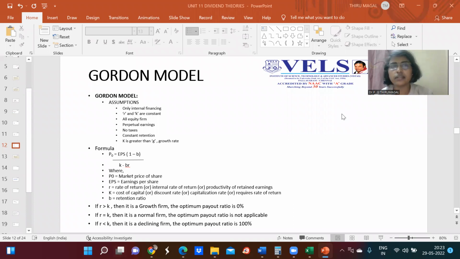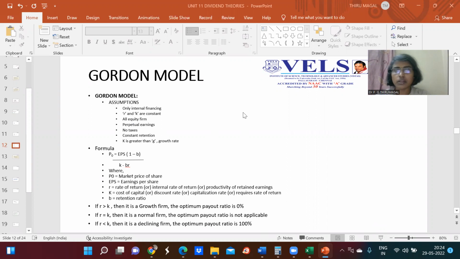So now we'll see the next dividend model. That is again related to the relevance theory. That is the Gordon model. As per the Walter model as well as the Gordon model, the assumptions are more or less the same. Only the internal financing, R and K are constant, all equity form, then perpetual earnings, no taxes, constant retention, and K is greater than growth rate. So these are all the assumptions.